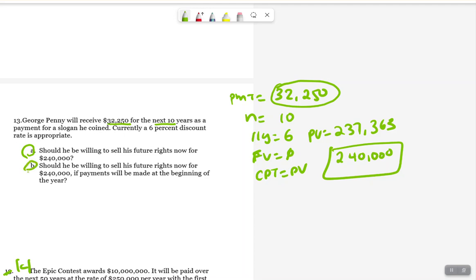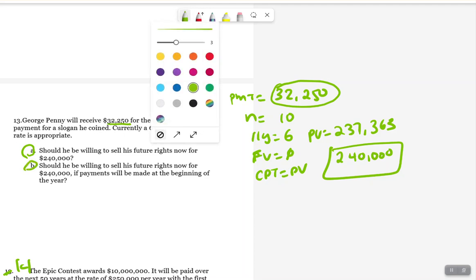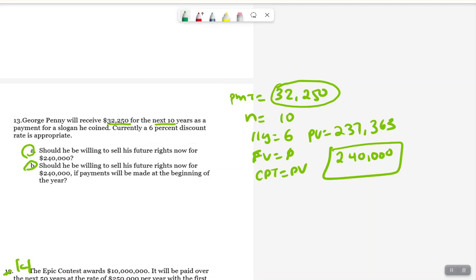Now let's do the B, and see what the B is asking us to do. Should he be willing to sell the future rights right now for 240,000 if the payments were made at the beginning of the year? Now you need to convert the calculator to a begin mode. So make sure you have BGN on the top of your calculator. So what we're going to do is rework the numbers.